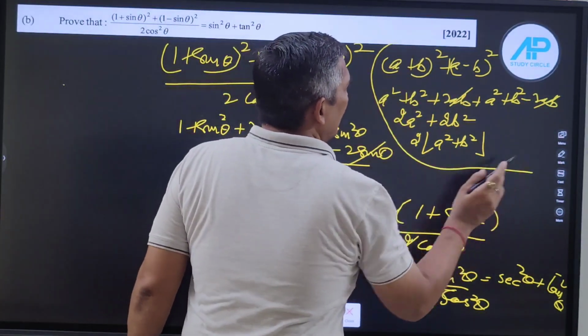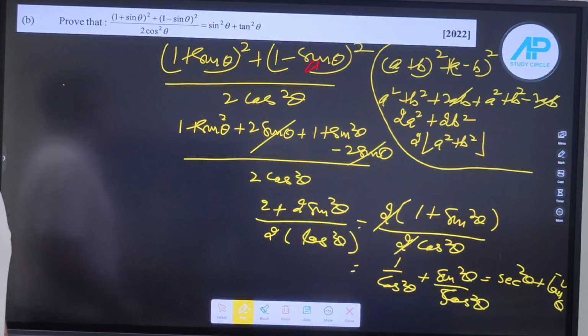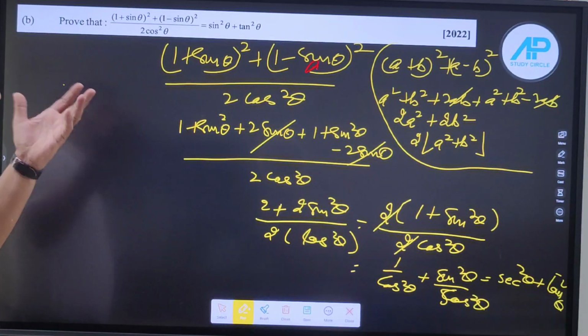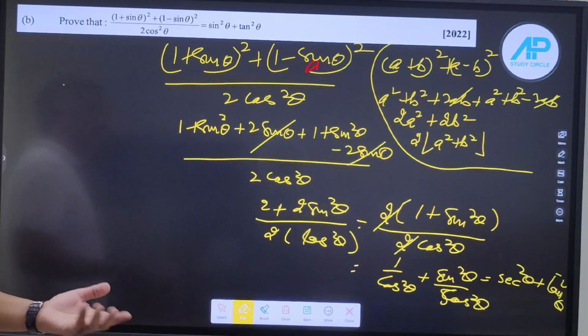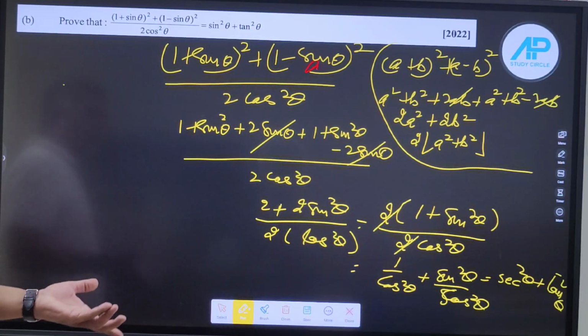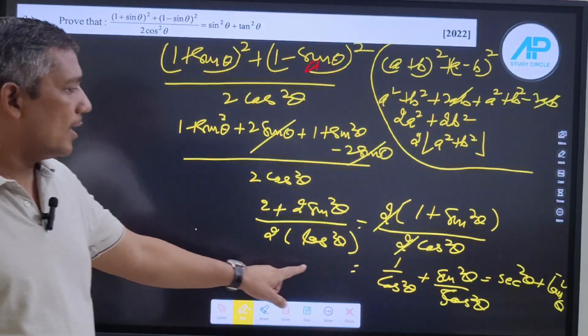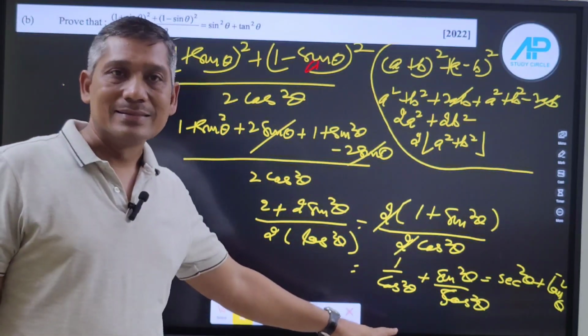If you can apply this identity properly, the question is very easy. There is no problem in the question. It is a good question. It might be a 4-mark question also for board exams, but I think generally it is a 3-mark question. The first step, the second step, and the third step, and you get the answer again.